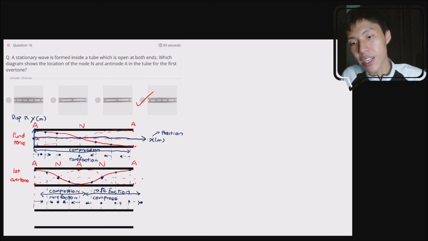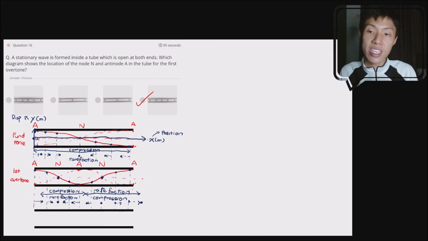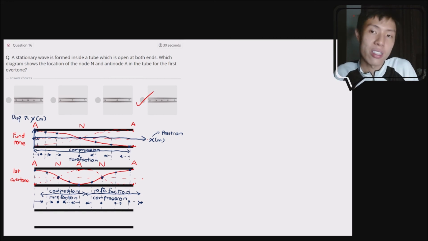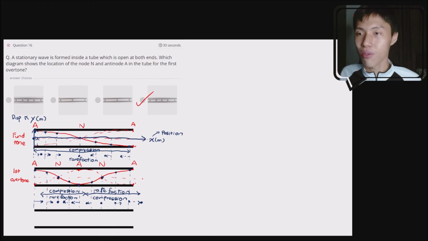So that's the idea of what you are drawing actually in the pipe. You are seeing where is the compression, where is the rarefaction happening inside the pipe. So that's what I want to explain regarding stationary wave produced in an open pipe. Okay, so let's move on to the next question.